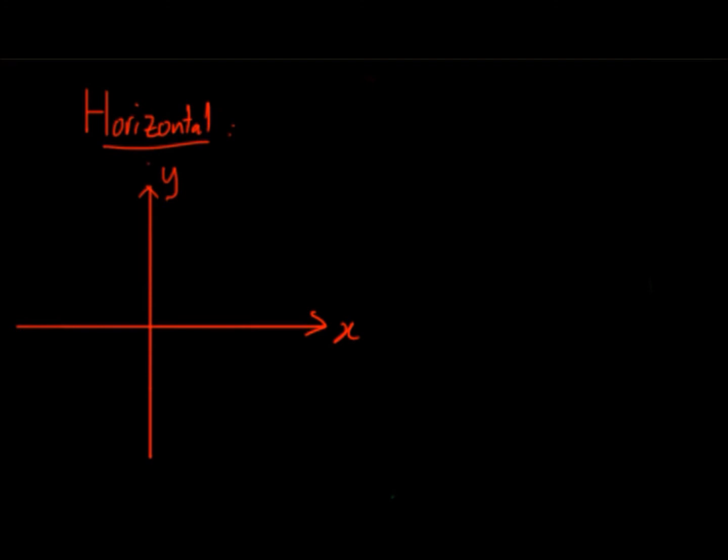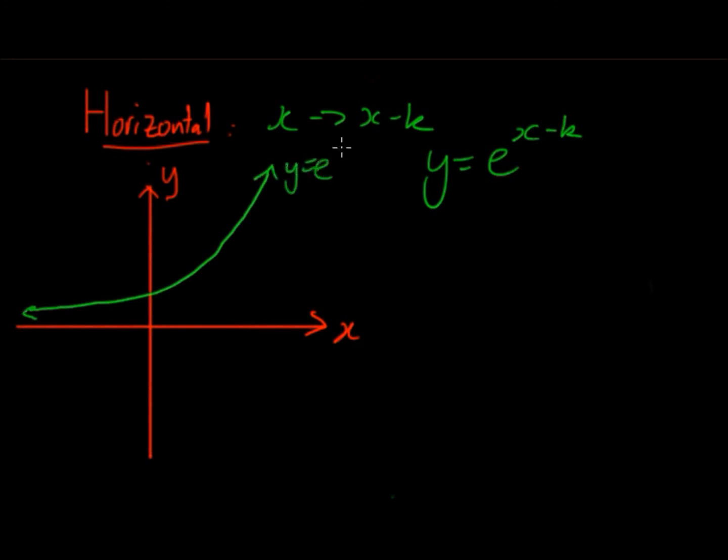So what about a horizontal translation? That means now x is being replaced with x minus k. So we're getting something like y is equal to e to the x minus k. So if originally we had this graph here, y is equal to e to the x, and then we change it to y is equal to e to the x minus 3, then we're going to find that at this point here, you'll have (3, 1), and then it will be exactly the same, but we've shifted over 3 across.